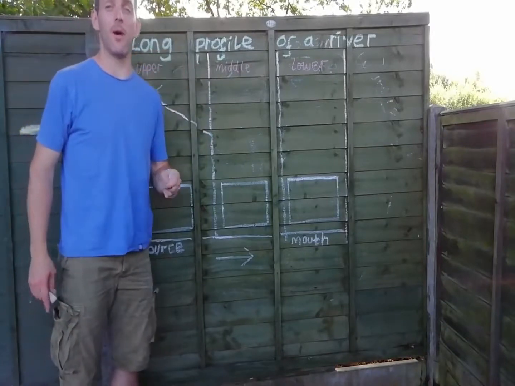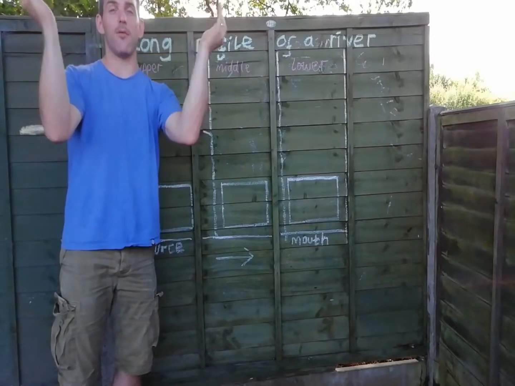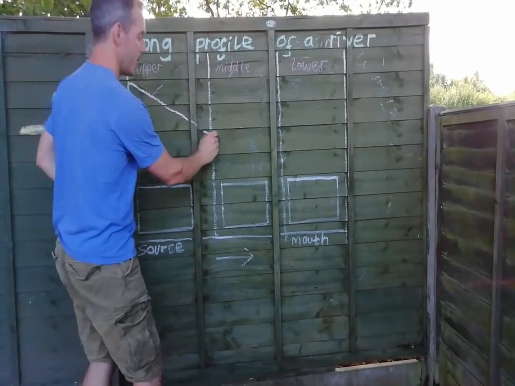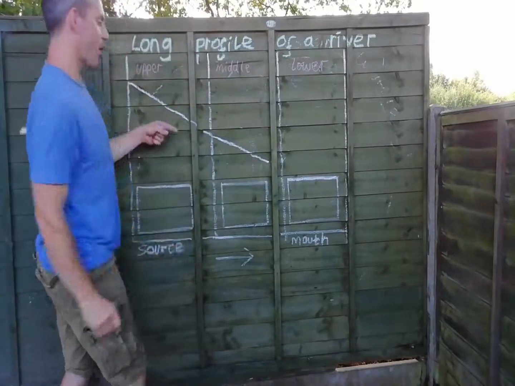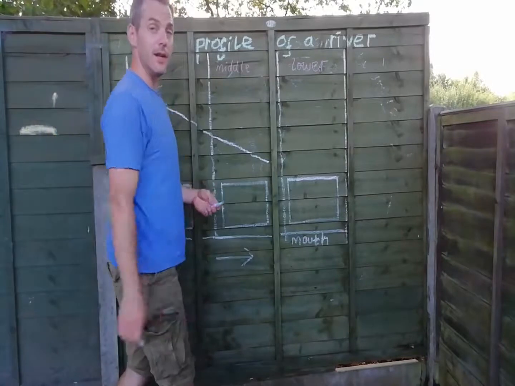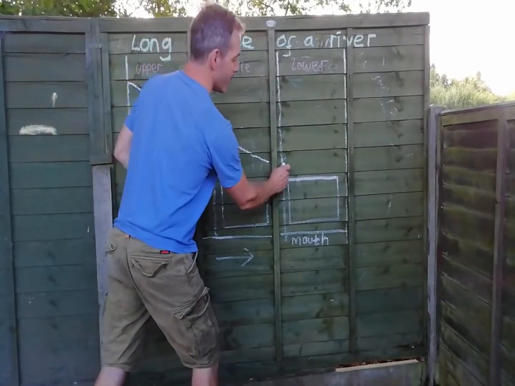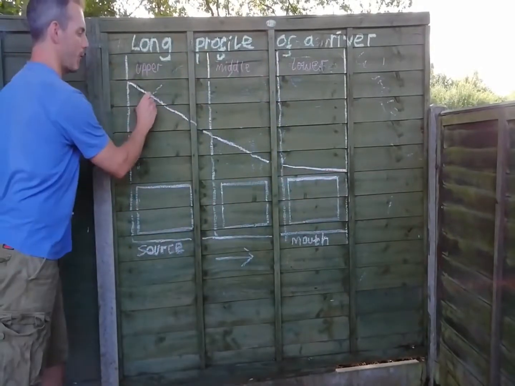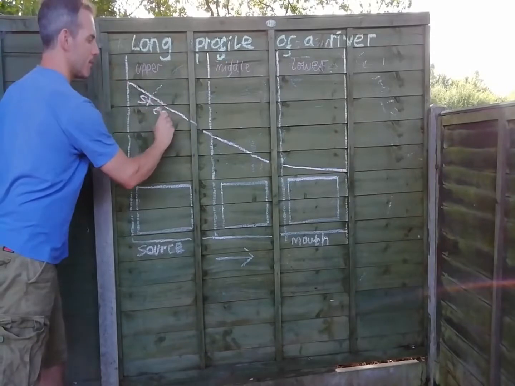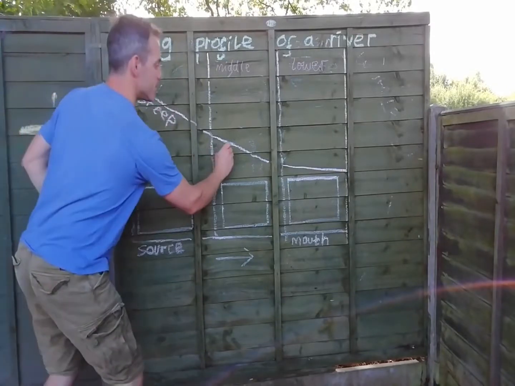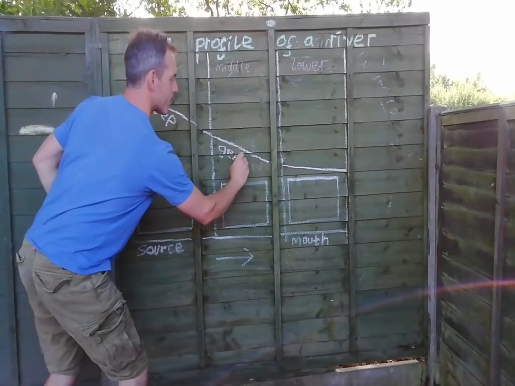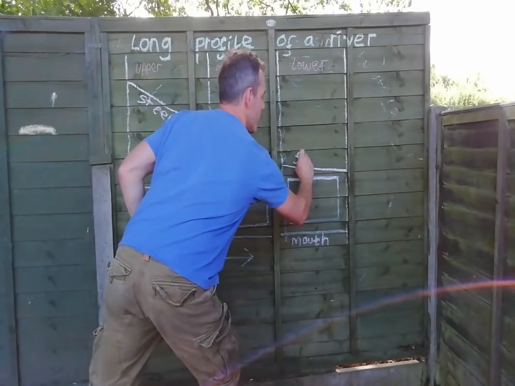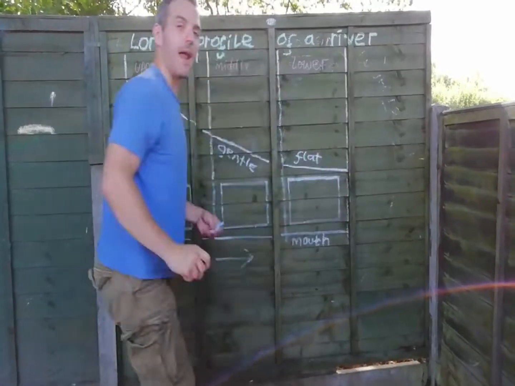Just like your basin in the bathroom, the edges around the top of the basin are very, very steep, and it becomes increasingly gentle as you go down. So it now starts to flatten out a bit. And then finally, when we get to the lower course of the river, the land is almost flat. Okay, so we start off steep, the gradient becomes gentle, and then once you're in the lower course of the river, it's almost flat.